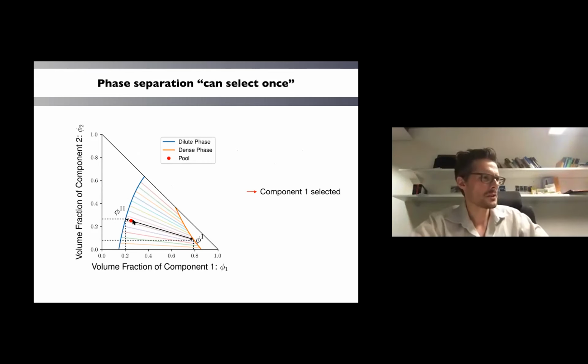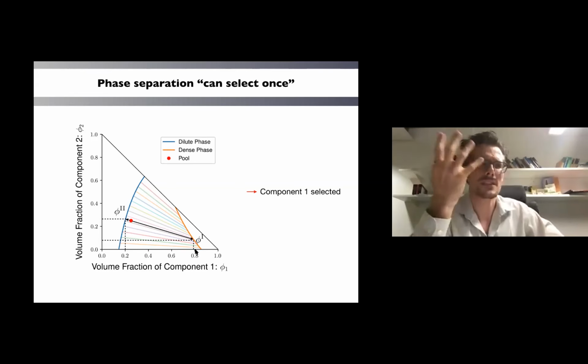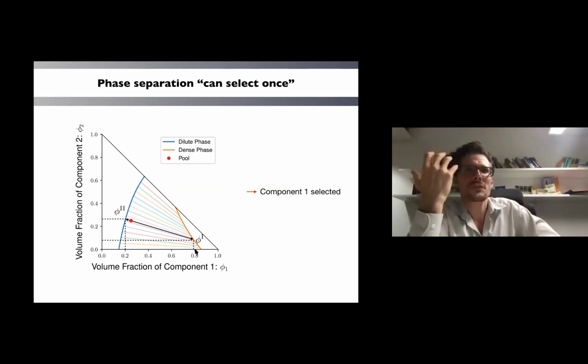And when you look at the corresponding concentration, so let's say concentration 1, you see that inside the dense phase I have a certain concentration of 1, outside a different concentration of 1, and here the concentration of component 1 has actually been enriched. But you would never say that this is selection because it's just classical phase separation. So you cannot, of course, truly select.